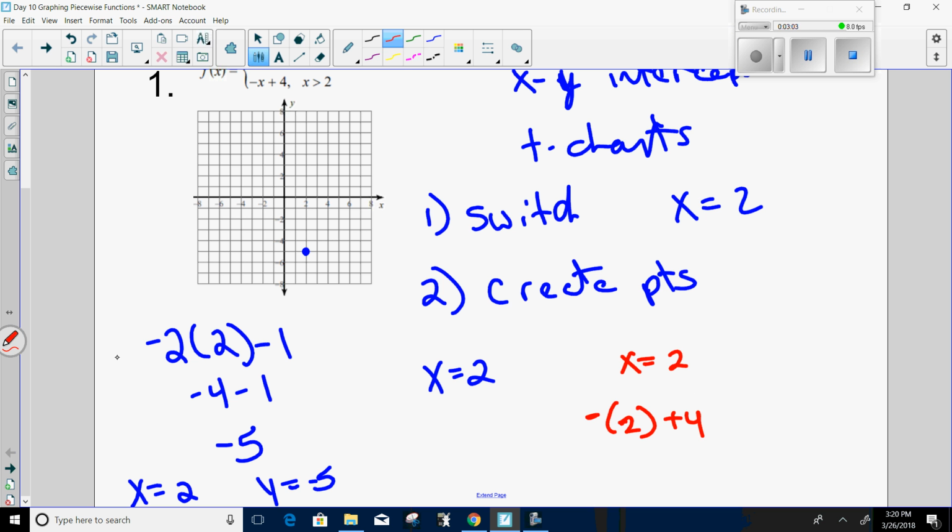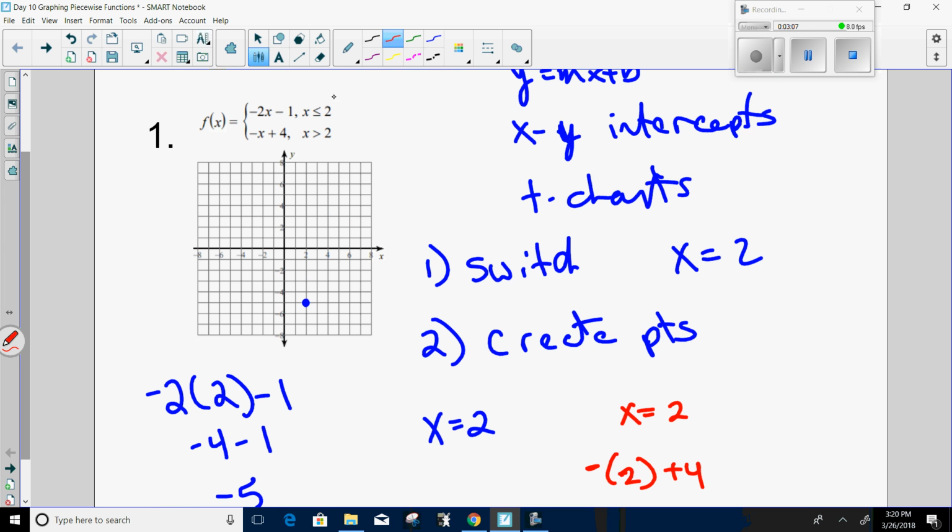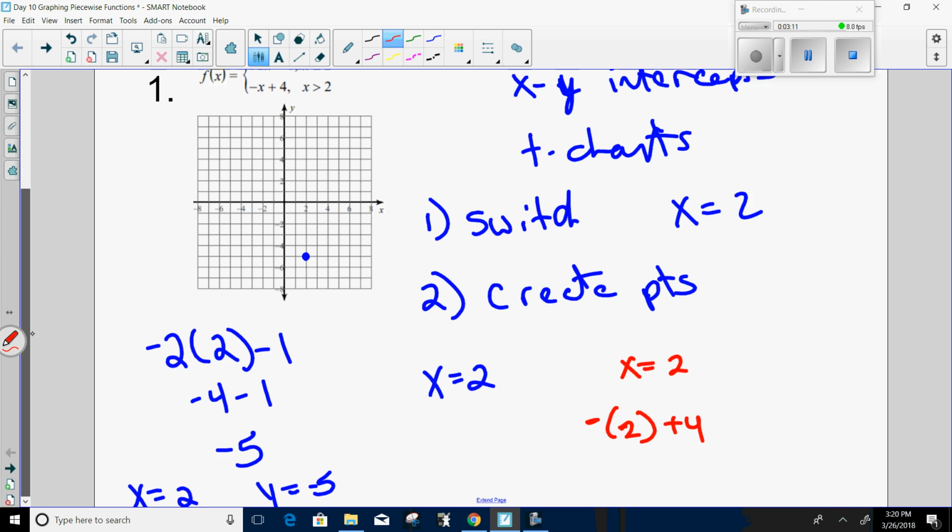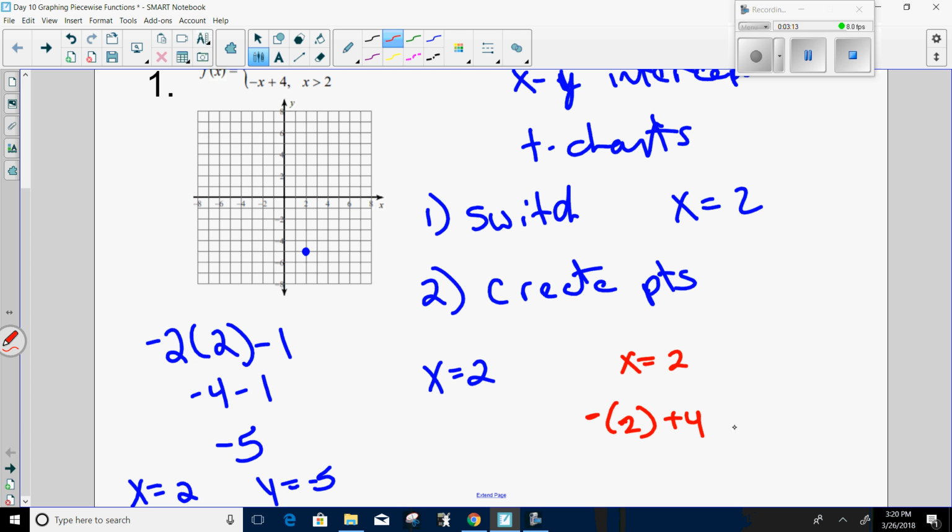Now, one of the things you're thinking is, well, I can't plug 2 into the bottom equation. You're right. I'm not supposed to. But what this does is allow me to know where exactly this graph is going to be when x equals 2. And then we put an open circle at that value. So this becomes -2 plus 4. -2 plus 4 is 2. So when x equals 2, y equals 2. What you do is you put an open circle right there.